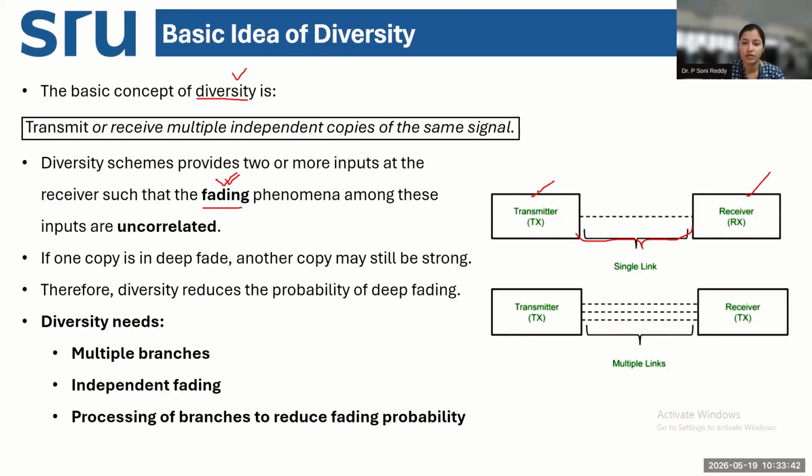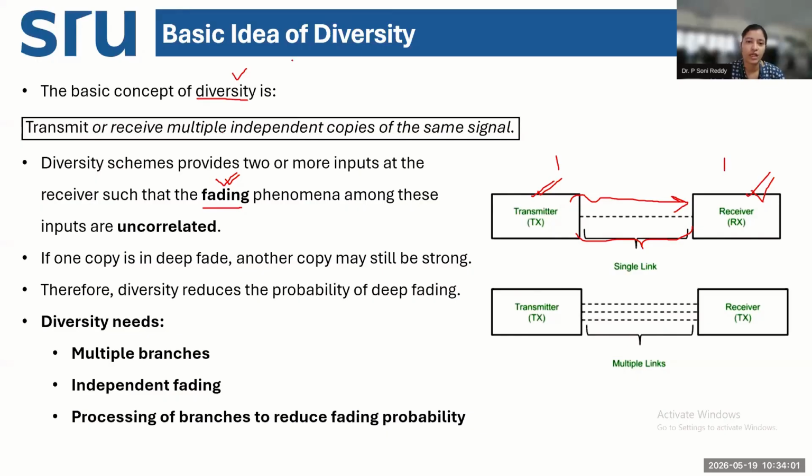So, in a normal scenario, what is happening? We have a transmitter and we have a receiver and we have a communication channel. One signal is being transmitted, that same signal is going through this communication channel and is being received at the receiver side. So what is happening? One signal is being transmitted, one signal is received here.